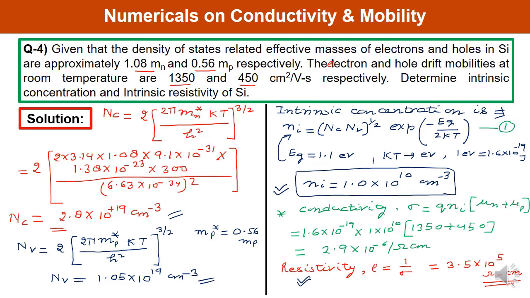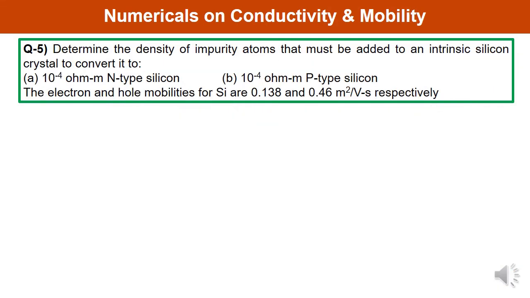Next question. Determine the density of impurity atoms that must be added to an intrinsic silicon crystal to convert it to 10 raised to the power minus 4 ohm meter n-type silicon, and the second part is to convert it to p-type silicon. The mobilities of electrons and holes are given to you.